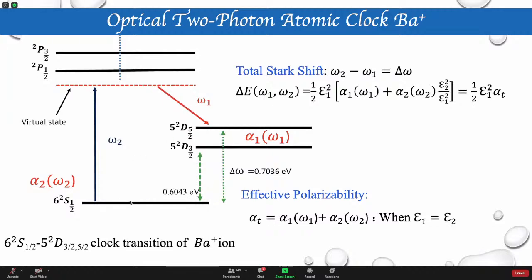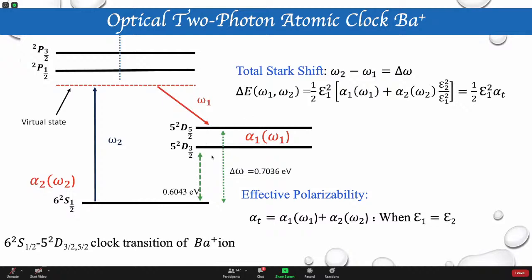So if you want to calculate the Stark shift of these two states, we can calculate easily using this expression, where you have to use the dipole polarizability for each individual photon, one with omega 1 and the other with omega 2. In this case, there is one restriction: the sum of these two frequencies should match the difference between these two energy levels, 5D and 6s.